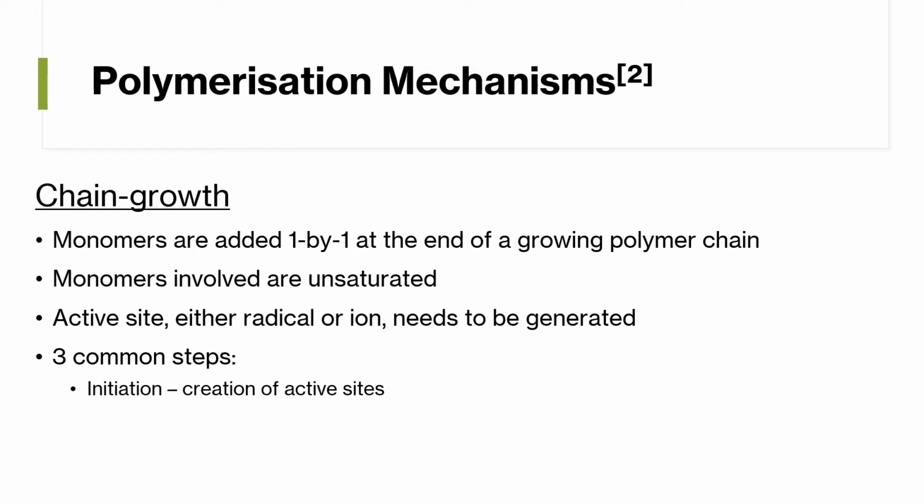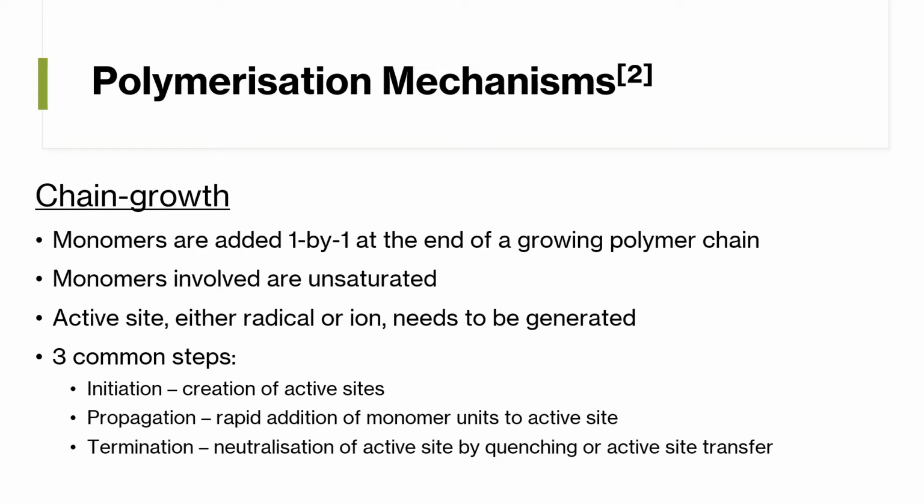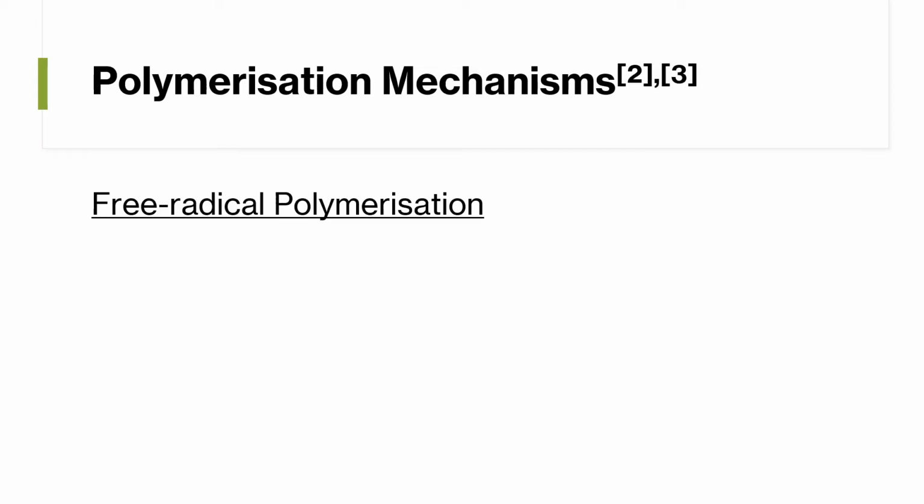Initiation, which involves the creation of active sites, propagation, which involves the rapid addition of monomer units to the active site, growing the polymer, and finally termination, which involves the neutralization of the active site by direct quenching or transfer of the active site. First off, we have free radical polymerization.